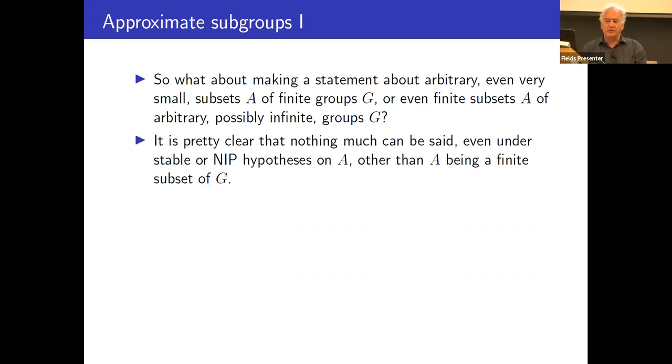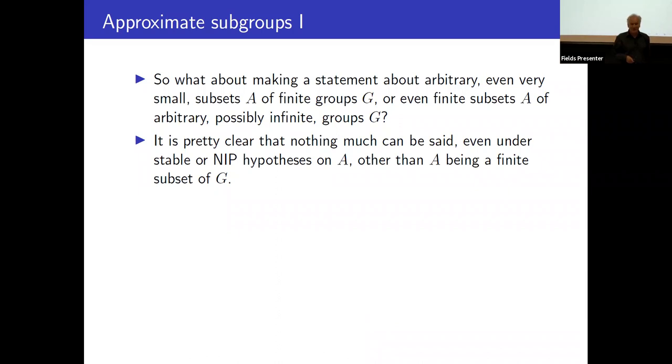So it's reasonably clear that nothing can be said at this level of generality, even assuming stable or NIP, other than A being a finite subset. You can't say anything more than the assumptions. It's a little bit like in model theory or stable group theory. You take a stable group, and what can you say about arbitrary definable subsets of the stable group? Well, nothing, unless it's like generic or something, right?